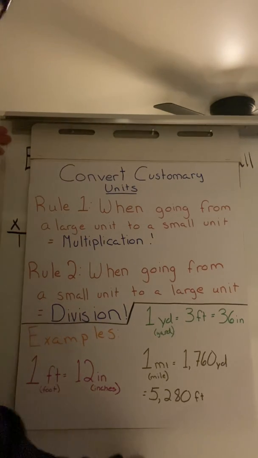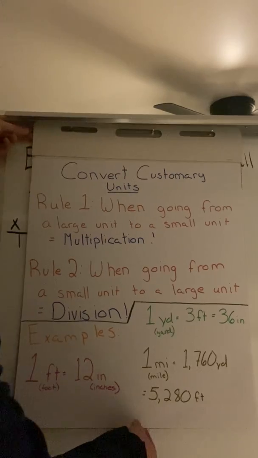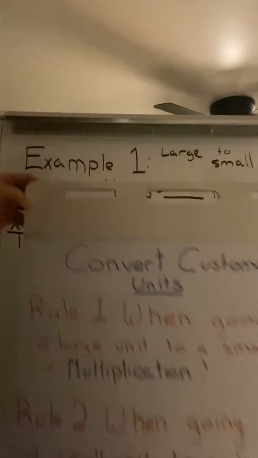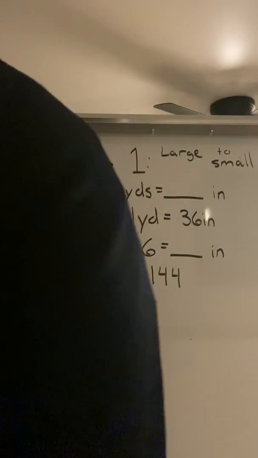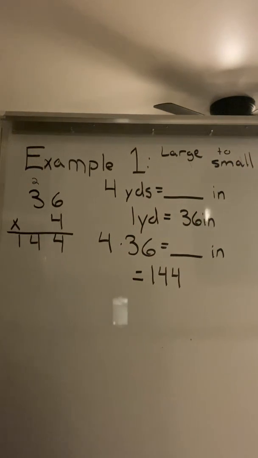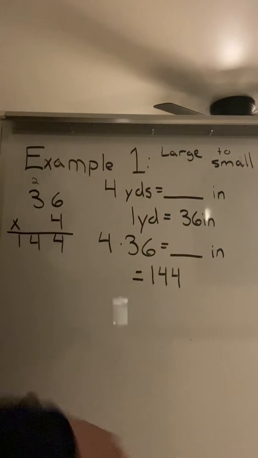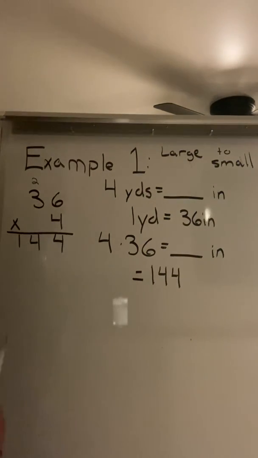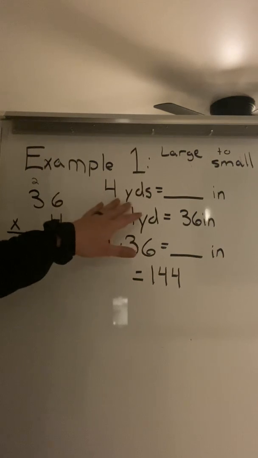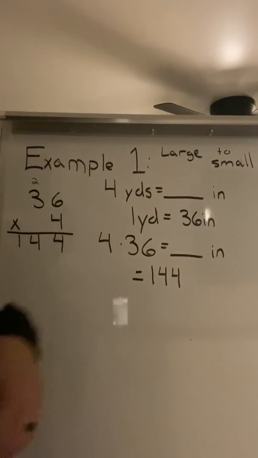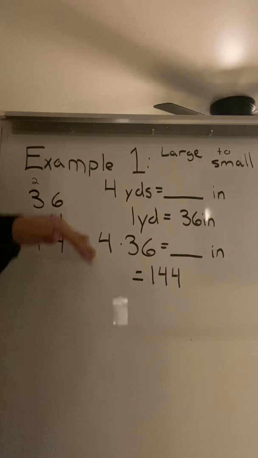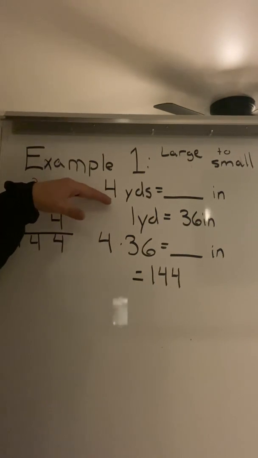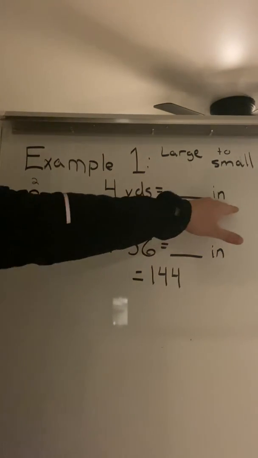So the next thing I want to go through are some examples. We're going to do 4 examples, and I have one set up for you already. So our first example, we're going to be going from a large unit to a small unit of measure. So we're going to have yards, our large unit, going to inches. I've already set this up, and how I write it is we have our problem. So 4 yards equals how many inches?